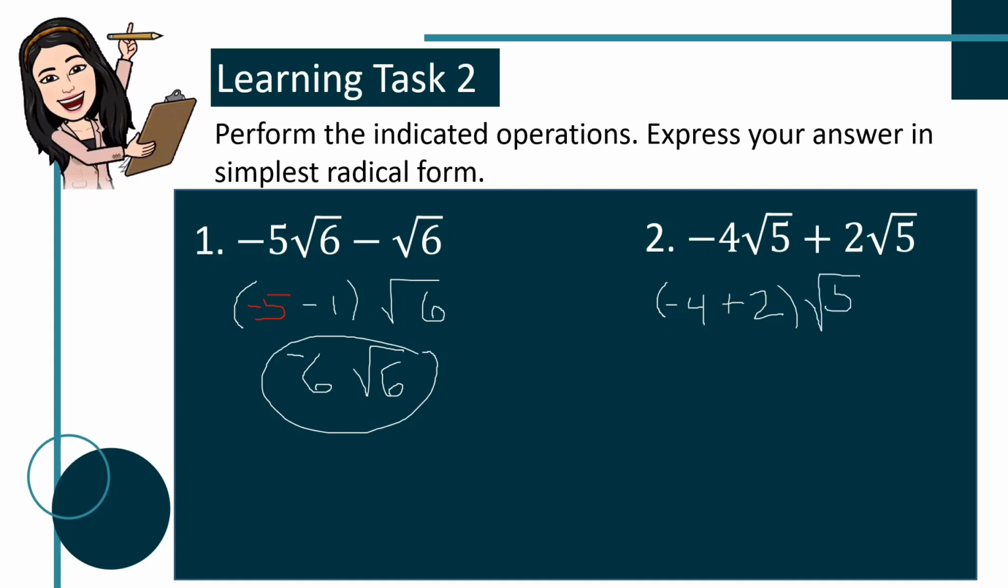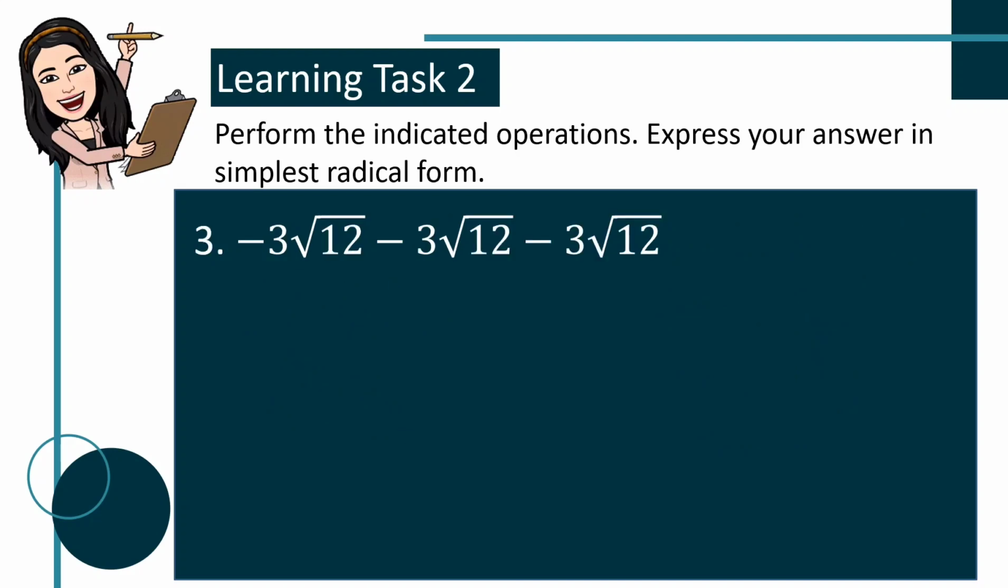Okay? So, we have, let us simplify. Negative 4 plus 2. Magkaiba ng sign. Anong gagawin? Isusubtract, then copy the sign of the larger number. Negative 4 plus 2 is, okay, 4 minus 2 is 2, and then copy larger number, that is negative 4. So, we have negative 2. And then, copy is square root of 5. Nakuha? Okay, so this is our answer. Negative 2 square root of 5.